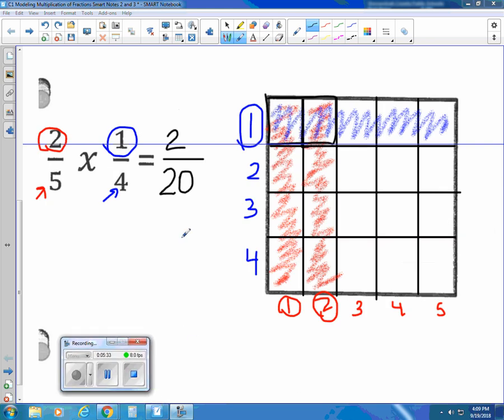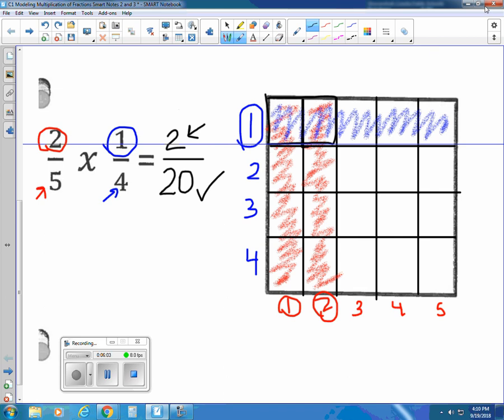Okay, so hopefully this is what you drew. We have 2/5 shaded in columns, my red ones here, and then I have 1 out of 4 rows shaded all the way over. So you can see that there are 2 boxes up here that have red and blue shaded, and that matches our numerator. And then I have 20 total boxes, which matches our denominator.